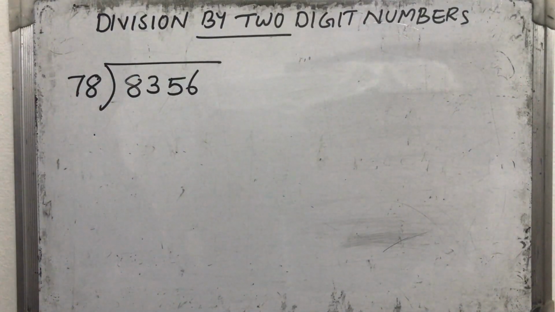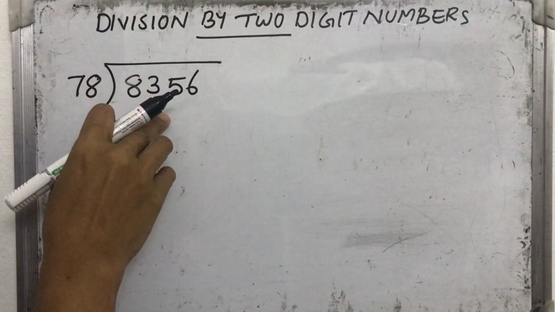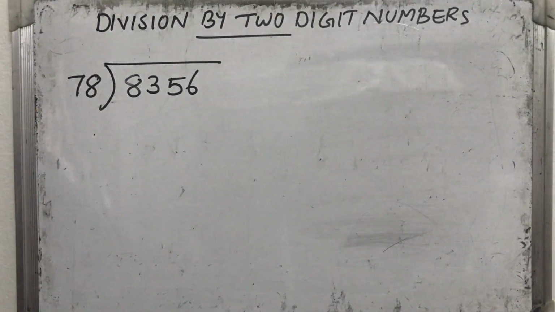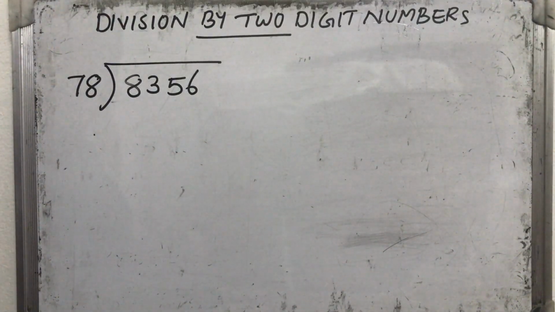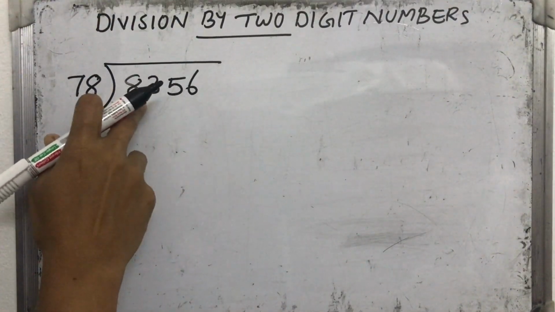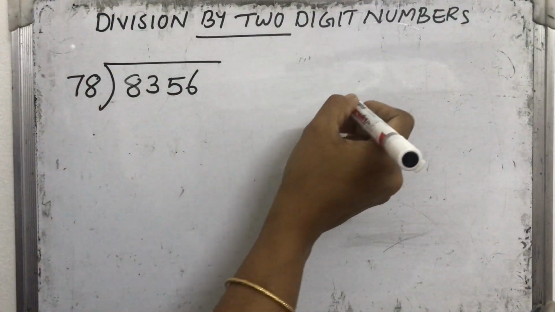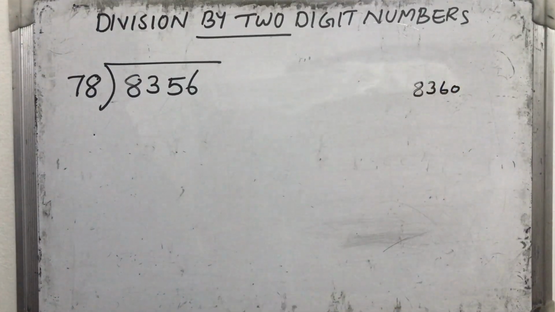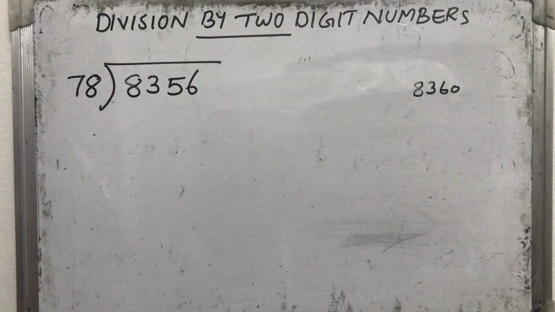First we are rounding the given numbers. The dividend here is 8356 and the divisor is 78. We are rounding those two numbers to the nearest 10. When we round 8356 to the nearest 10, we will get 8360, and when we round 78 to the nearest 10, we will get 80.